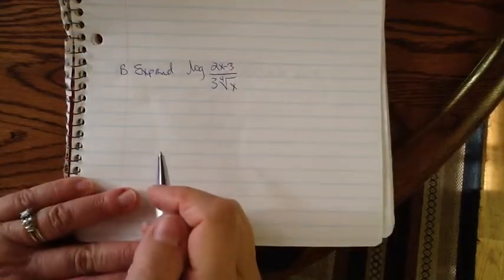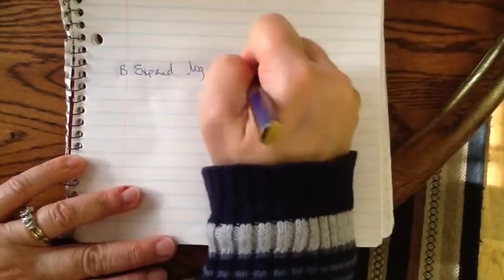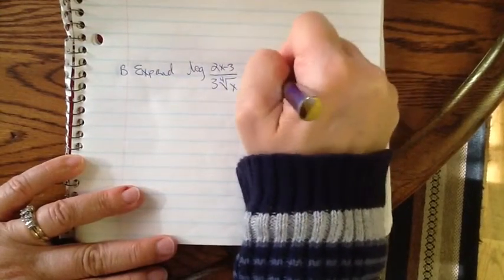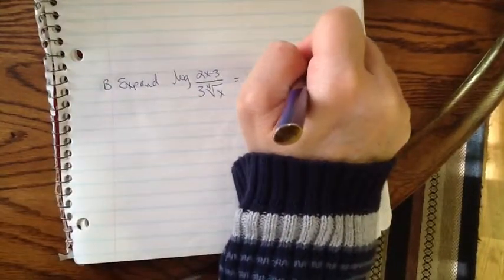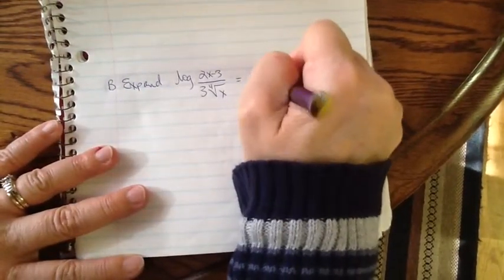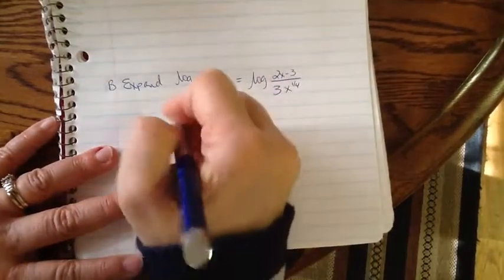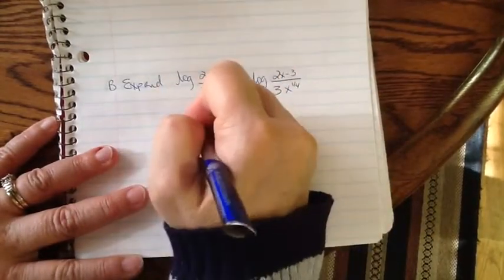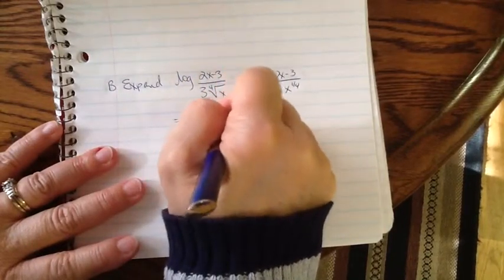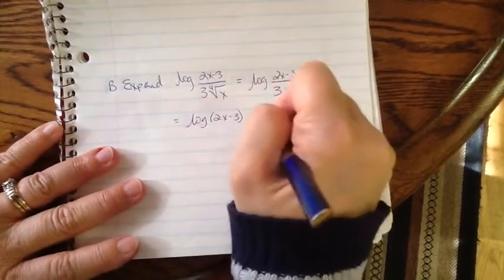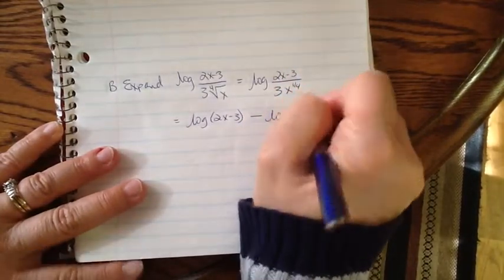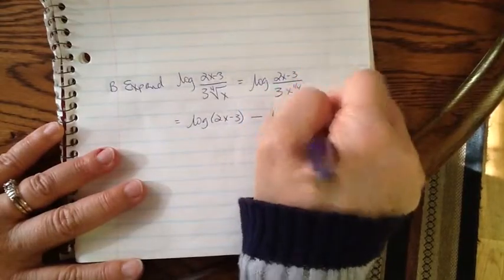I'm going to do the same thing down here, but I'm going to rewrite it. I'm going to actually say log of (2x minus 3), and I'm going to rewrite it as 3x to the 1/4. Now when I've got this, this is a division. So what I'm going to write is log (2x minus 3) minus log 3x to the 1/4. This is all one argument.